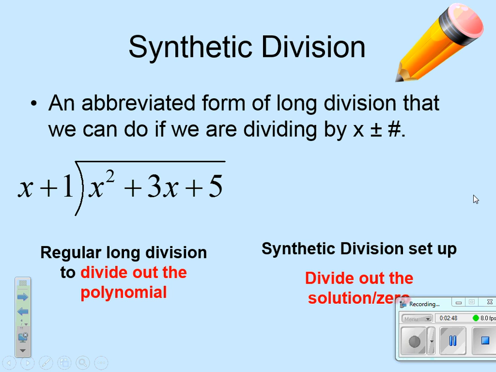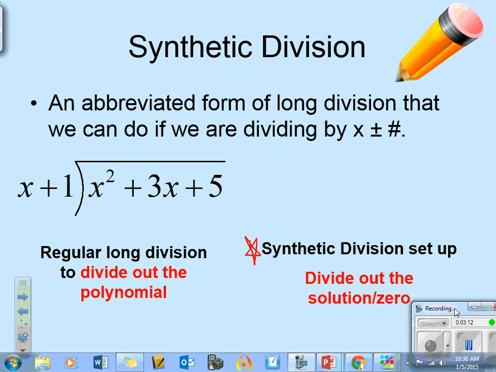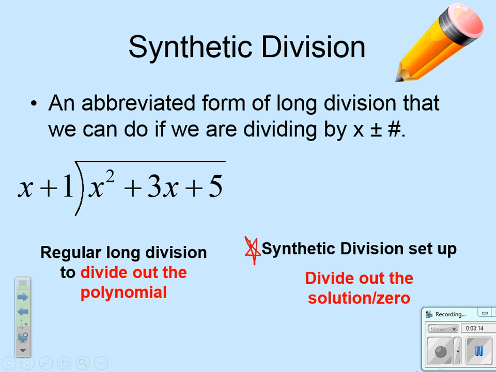So we just took a look at what regular long division looks like, where we put the divisor out in front and the dividend underneath the division sign to divide out the polynomial. But today we are going to learn the abbreviated form, which is synthetic division. How is that going to be similar or different? Well, there are a lot of similarities, but one major difference.